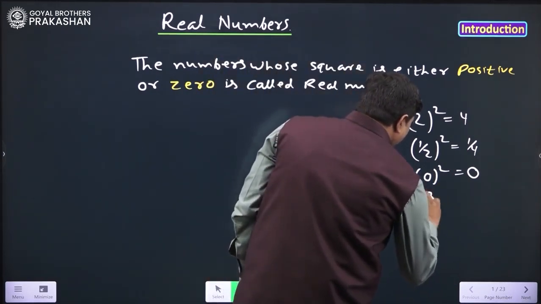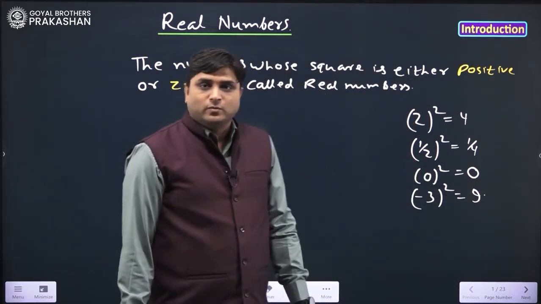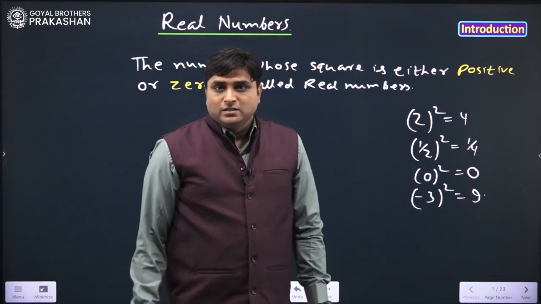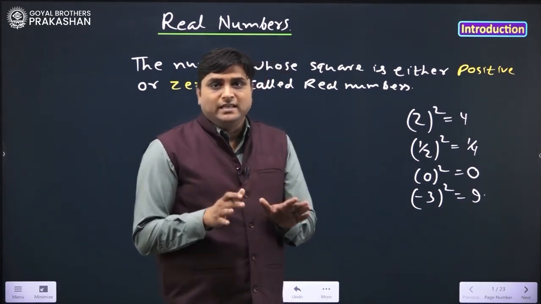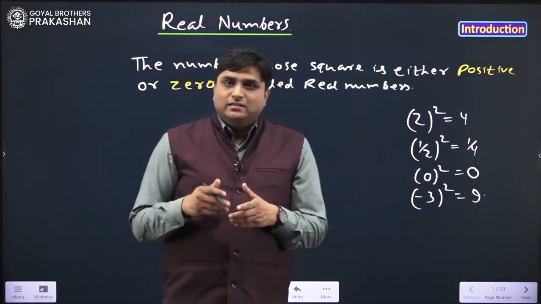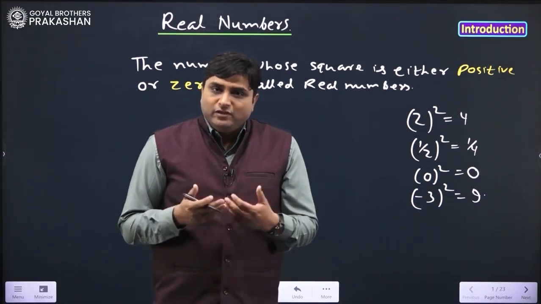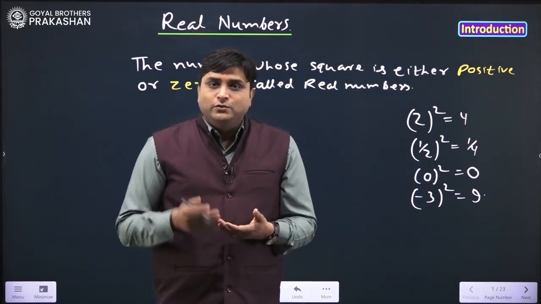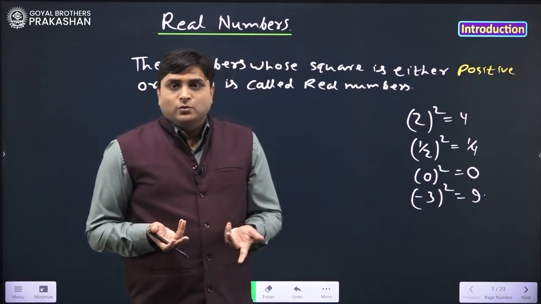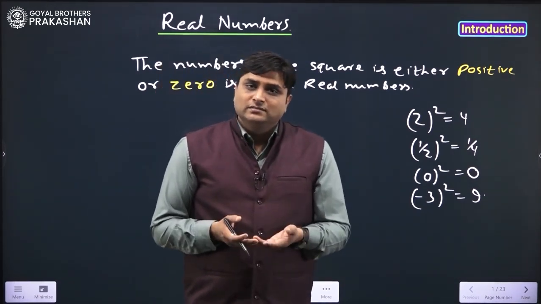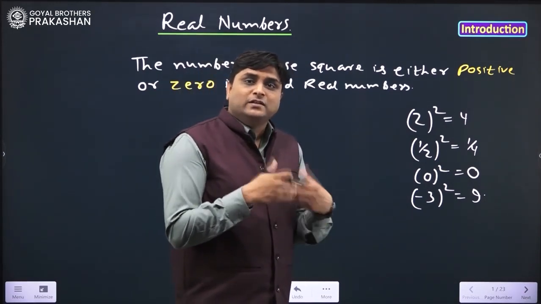If we find the square of minus 3, it is 9, again a positive number. So minus 3 is also a real number. So every number whose square is either positive or 0 is basically a real number. So we can say the numbers you have studied till now are all real numbers. Everywhere we find real numbers. The numbers you have used in calculation till now are basically real numbers. So is there any number which is not real? Means, is there any number whose square is negative?